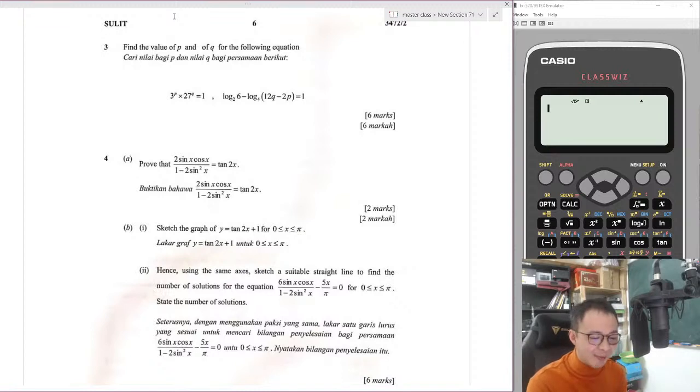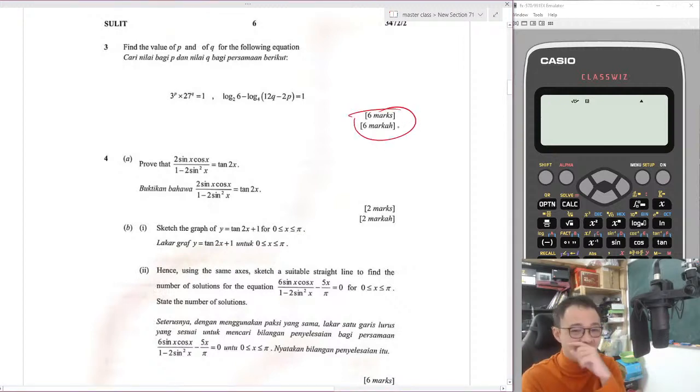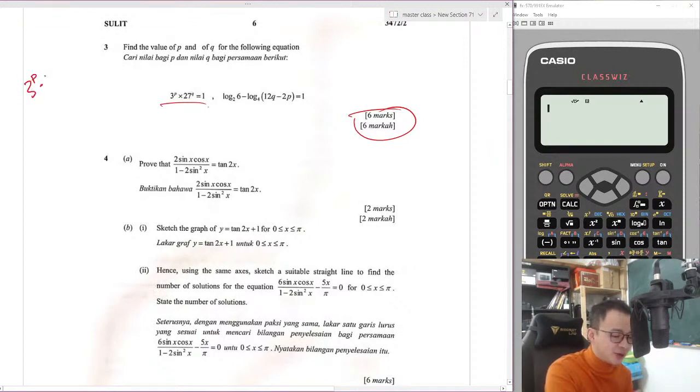Alright, so then we come to another logs and indices question here. This one is quite easy. This is a 6 mark question, and if I see it in the real SBM exam, I'll be very happy because it's a very easy question. Number 3 here. So first thing is, I know 27 is basically 3 power of 3. So this is 3 power of p multiplied by 3 power of 3q.